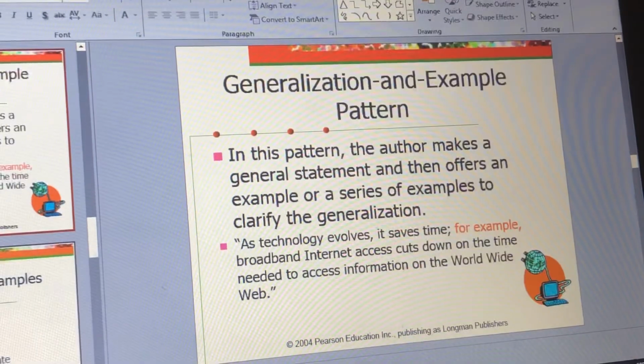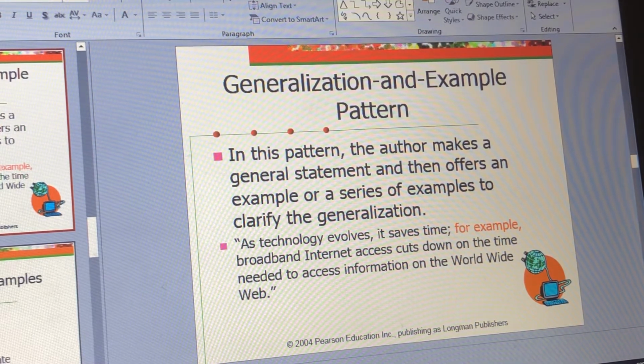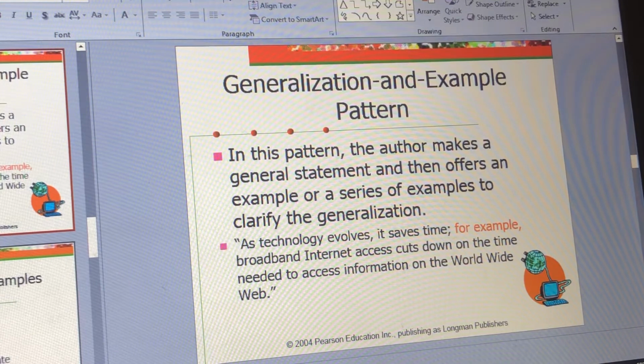Okay, and something else that we're probably familiar with is generalization and example. We've talked a lot in this class about moving from general to specific. We've talked about how it's an introduction strategy that you can use, where you begin with a general idea and then get down to some specifics. This is something you can also use in your paragraphs.